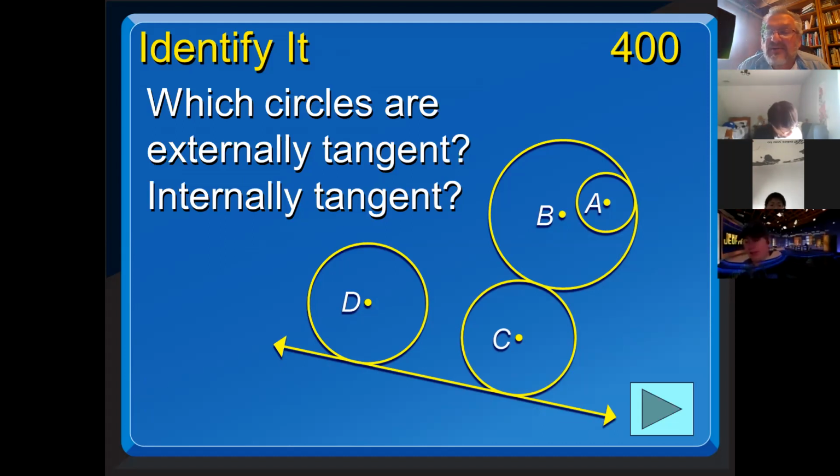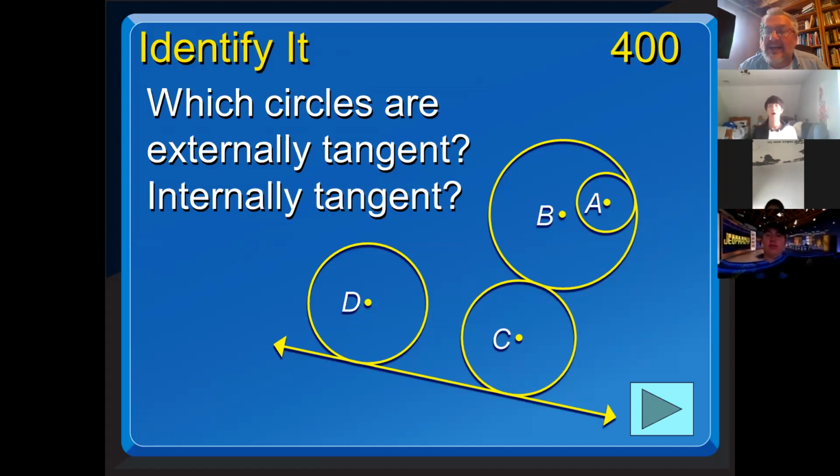Internal, I think it's AB. Anybody got it? B is internally. Harry, were you answering there? Internal tangent is AB. External tangent is BC. Okay, so internal was AB and external was BC. Very good, very good.